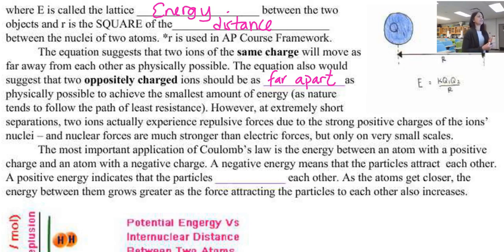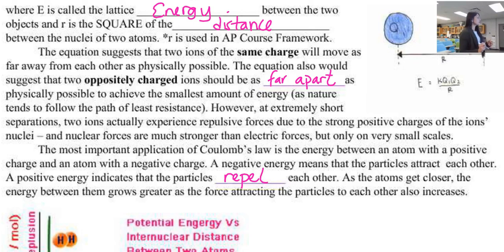So don't forget that in the center, there's a nucleus, and that nucleus is charged positive, and so that's going to have a huge factor when it comes to Coulomb's law here. The most important application of Coulomb's law is the energy between an atom with a positive charge and an atom with a negative charge. A negative energy means that the particles are actually attracting each other. A positive energy indicates that the particles are actually repelling each other.